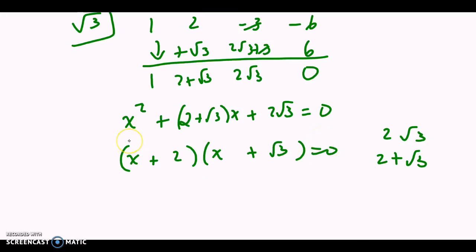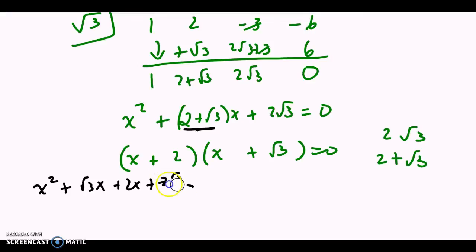Let's just double check this, because this was kind of weird. I'm just going to check on the side here. I get x squared plus root 3x plus 2x plus 2 root 3, and the root 3 plus 2 is right there. So I am good to go, and my goodness, that was a tricky one.